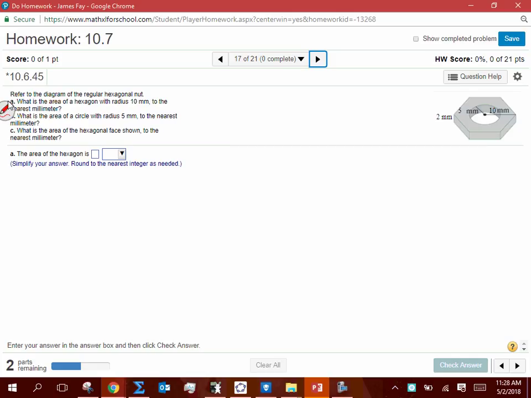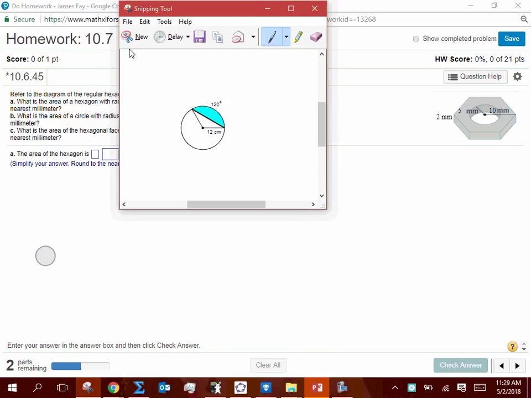All right. Let me just read it to see what I need to pull out here. Refer to the diagram of the regular hexagonal nut. It's the area of the hexagon with radius 10 millimeters with the area of the circle. Okay. So what we've got going on here, I'll cut this picture out.